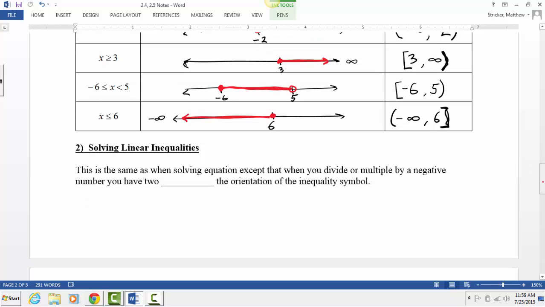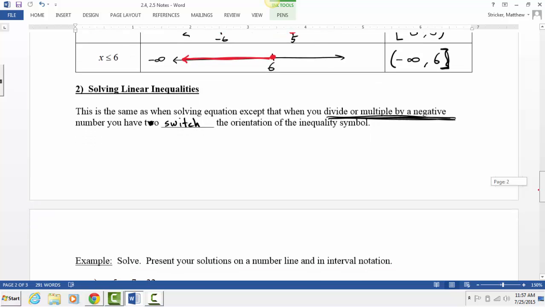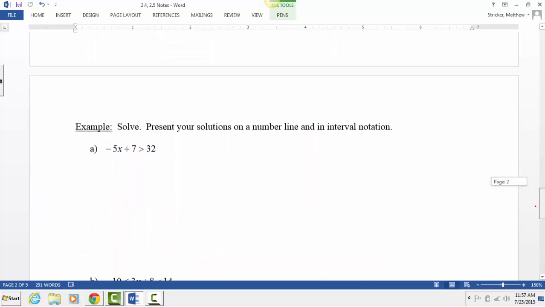When solving linear inequalities, it's always the same as when you solve an equation, except for when you multiply and divide by a negative. Whenever you multiply or divide by a negative, you have to, oh, and there's a little typo there, that should be just "to". You have to switch the orientation of the inequality symbol. So we have to do that in this first example.